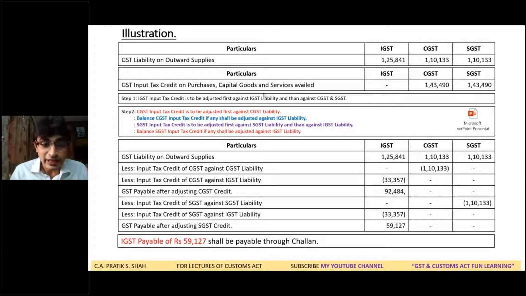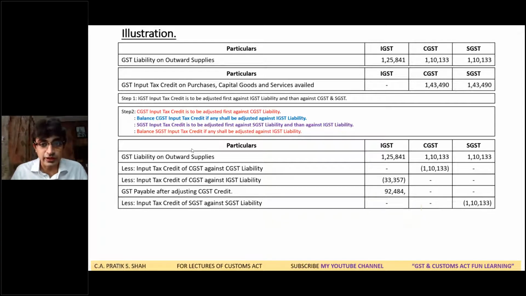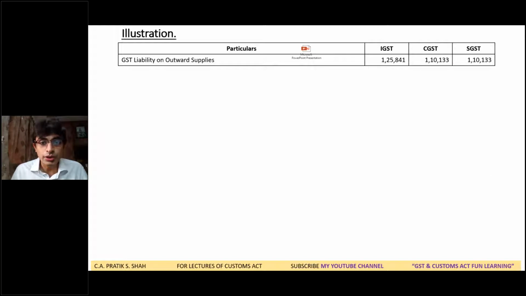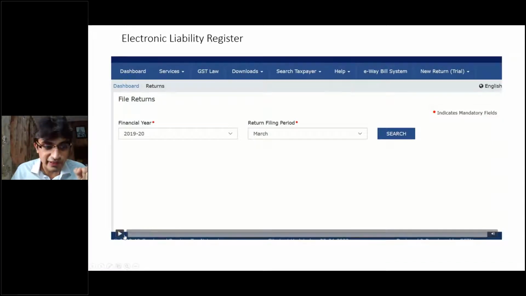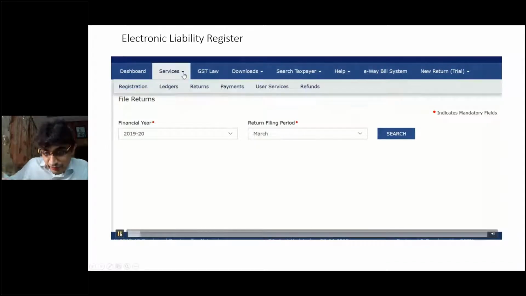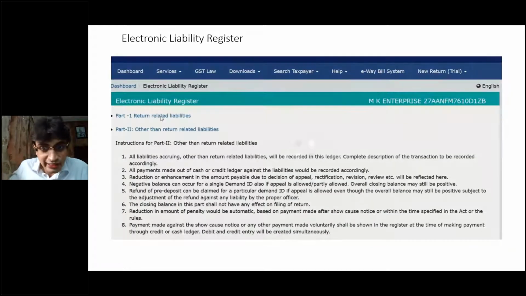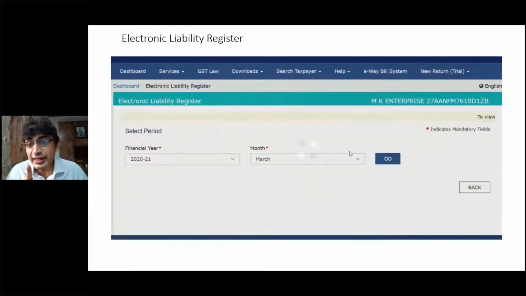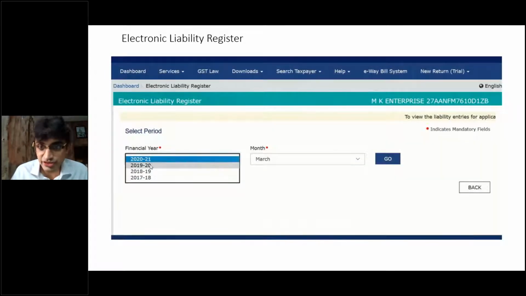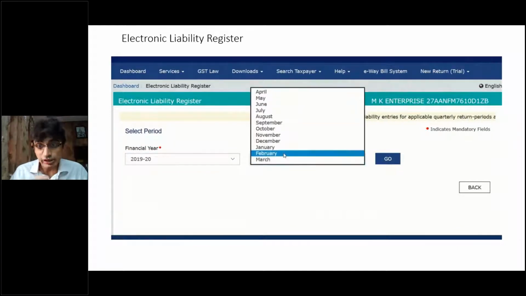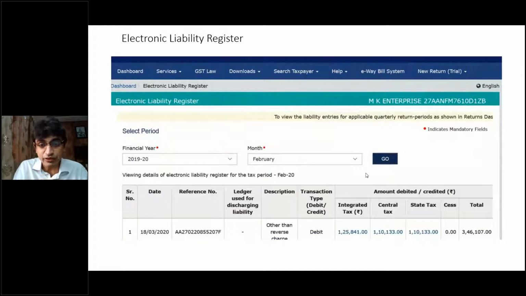Now I will explain the same example ledger-wise. See how this will work. As I told you, what is your GST liability? How much have you sold and how much GST have you collected? 1,25,000, 1,10,000 and 1,10,000. Whatever GST you collect on sale goes to the electronic liability register, because I have collected GST, so it is my liability to pay.